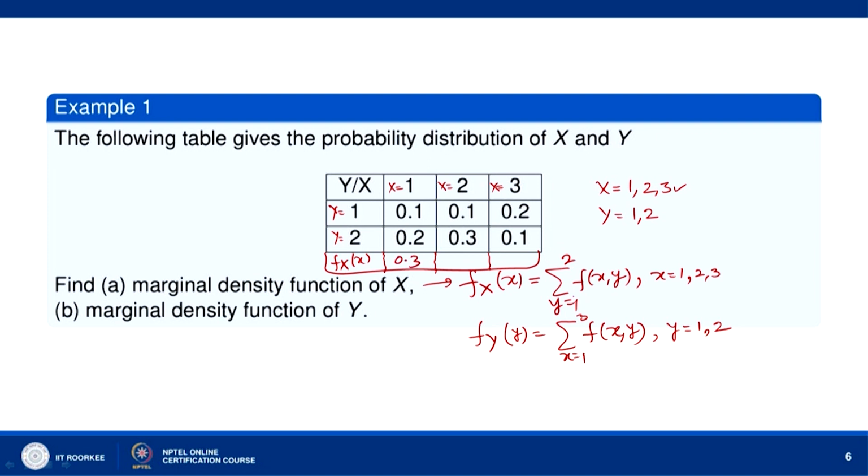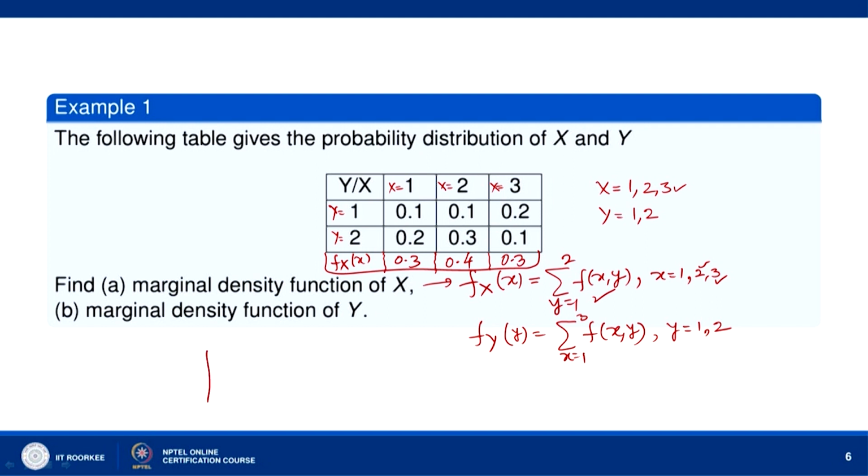When x is equal to 2, the values of y equal to 1 and 2 are 0.1 and 0.3. So let us sum over the values of y. So it is 0.4. And then when x is equal to 3, the values of f(x, y) are, for y equal to 1 it is 0.2, for y equal to 2 it is 0.1. So we have 0.3.